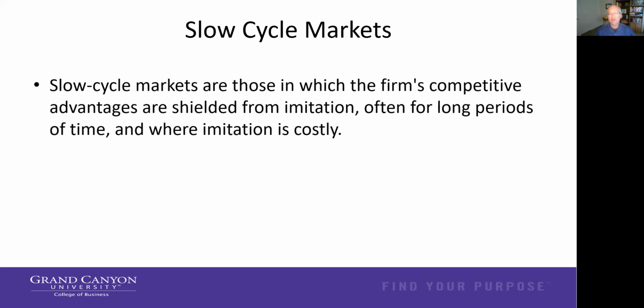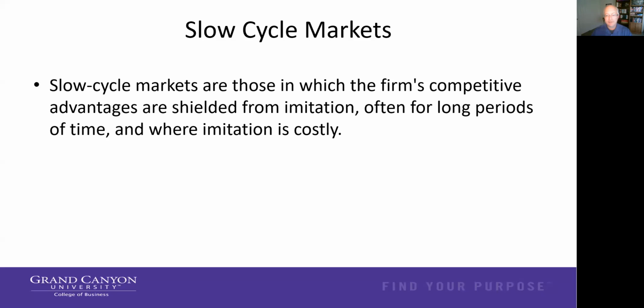Slow cycle markets are those in which the firm's competitive advantages are shielded from imitation, often for long periods of time, and where imitation is costly. So competitive advantages are sustainable in slow cycle markets. Building a unique competitive advantage that is proprietary leads to competitive success in a slow cycle market. This type of advantage is difficult for competitors to understand. Copyrights, geography, patents, and ownership of information resources are examples of what leads to unique advantages.